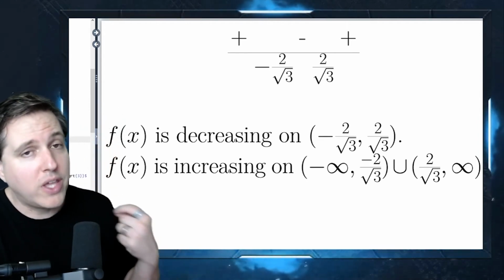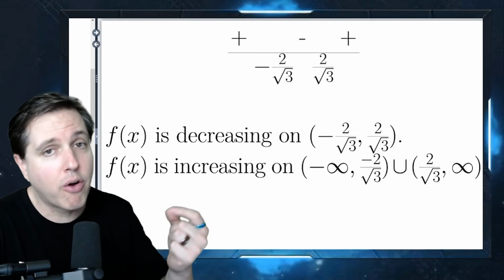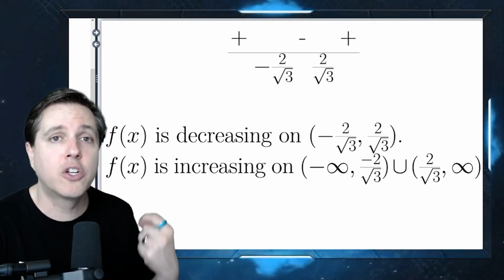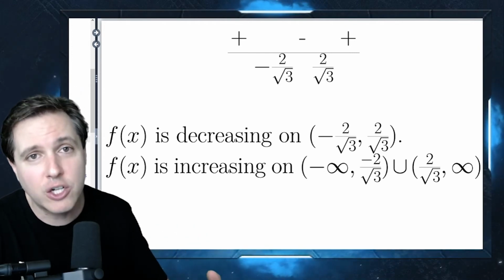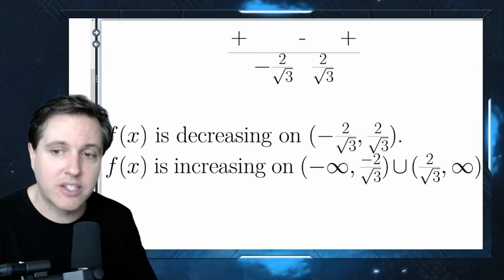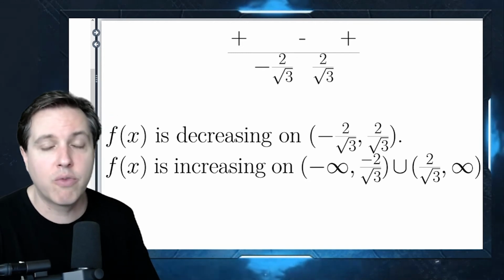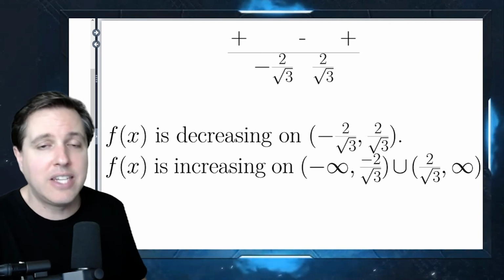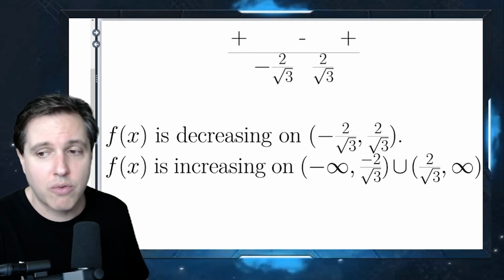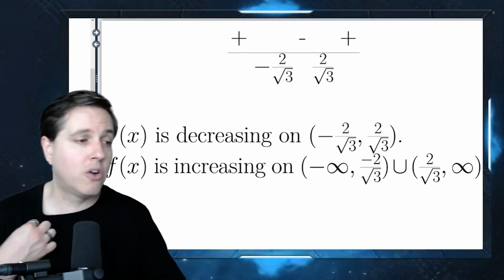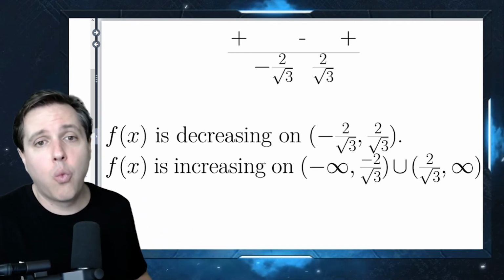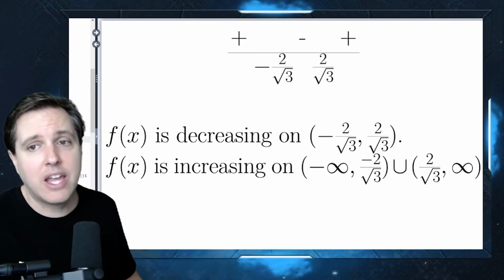So then remember, we use the derivative to get information about our original function. So our conclusions are not about the derivative. Our conclusions are about the original function. Okay, so make sure you're careful when you're writing out your conclusion. f of x is decreasing from -2 over square root of 3 to 2 over square root of 3, and it's increasing from -infinity to -2 over square root of 3 and 2 over square root of 3 to infinity. Okay, so we've now used the first derivative to categorize for us where this thing is increasing and decreasing. And notice the pattern here.